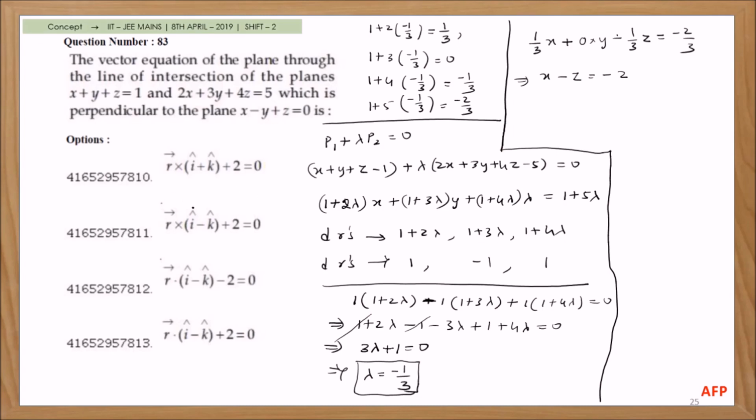Which we can write in vector form. So this implies r dot (i minus k) is equal to minus 2. You can bring it to the other side: r dot (i minus k) plus 2 is equal to 0. So this is nothing but the vector form of the plane passing through the line of intersection. Which option does it follow? Option 2 it follows.